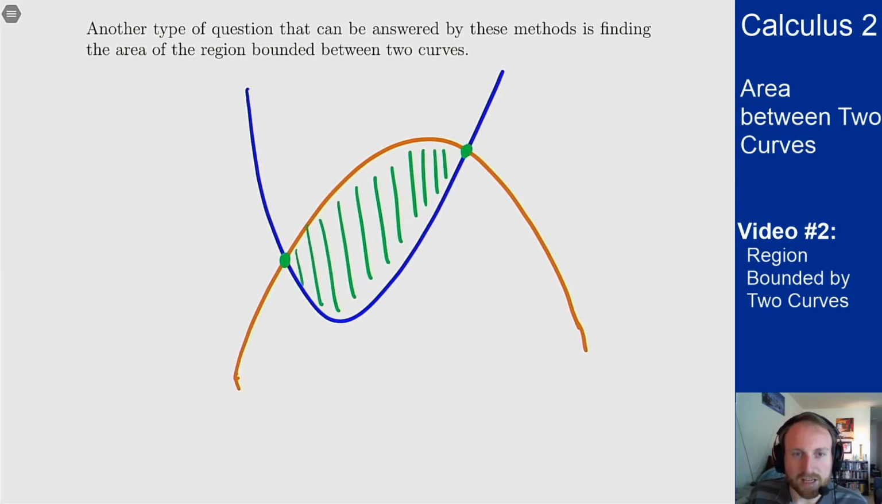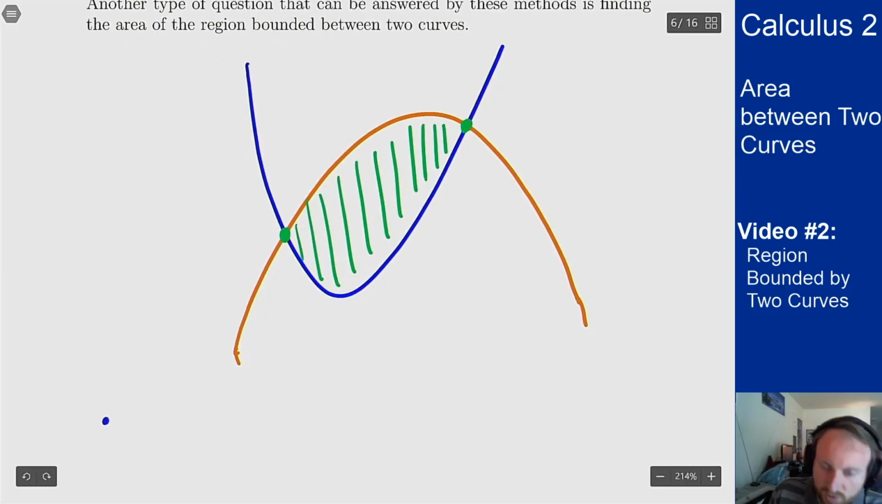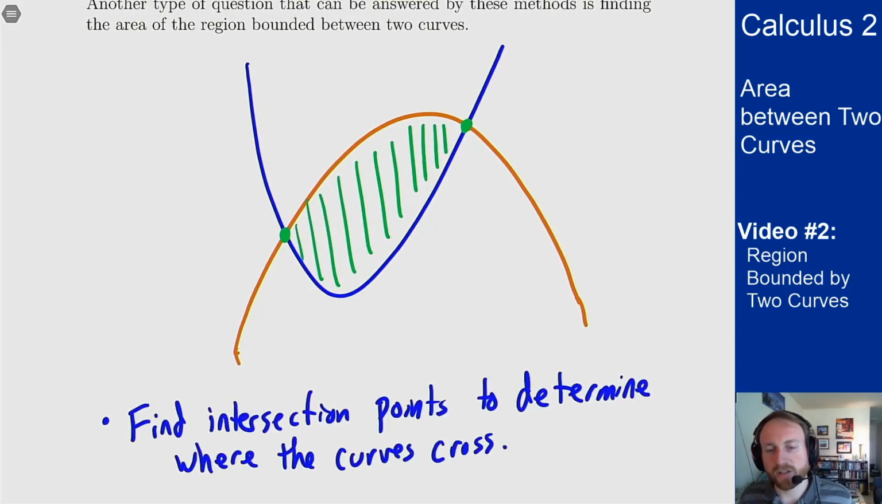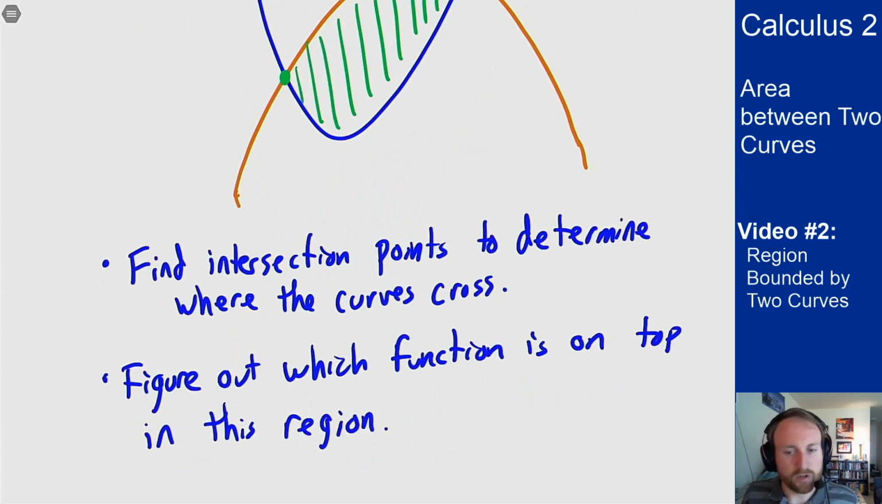So the process for finding the region bounded by two curves has these steps. First, you want to find intersection points to figure out where these curves cross. Secondly, you have to figure out which function is on top in the region between those two intersection points, because these curves cross, so one function is not always on top of the other. What I care about is which one's on top in the region I'm actually looking at, and that can be done by plugging in some points in between those two crossing points. Then from there, you can work out the integral like you would normally, because now you know which function's on top and where to start and stop the integration. That's how these problems all work.